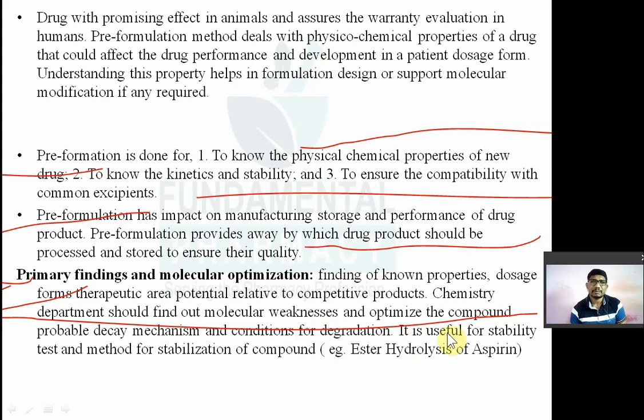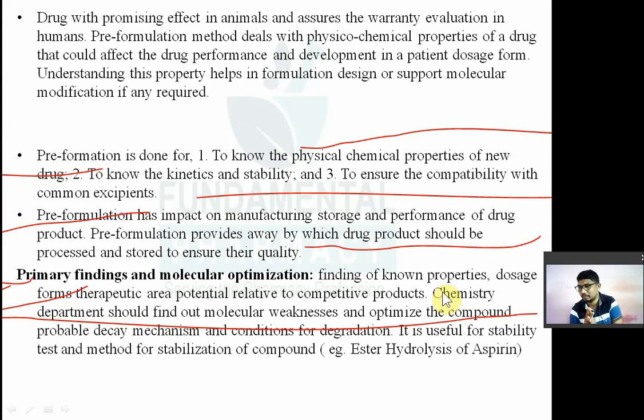The chemistry department's work in R&D is to make a new molecule, and after it is made, to find the weakness of that molecule: whether it is easily hydrolyzed in the external environment, or in an acid environment or basic environment. So they have to optimize that compound. They have to make certain changes in that compound to make the compound stable. They have to study the probable degradation mechanism, the probable decay mechanism and conditions for degradation.